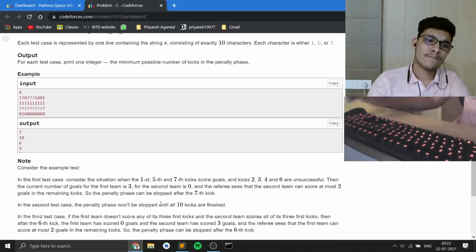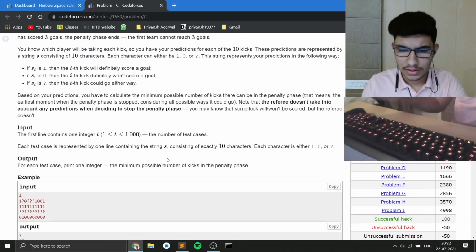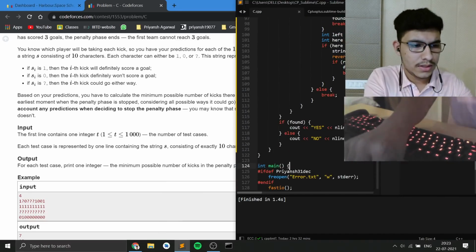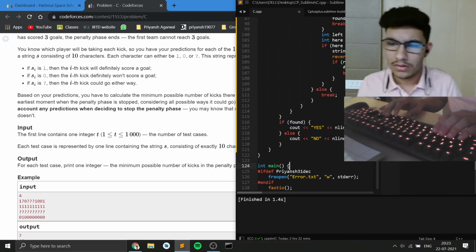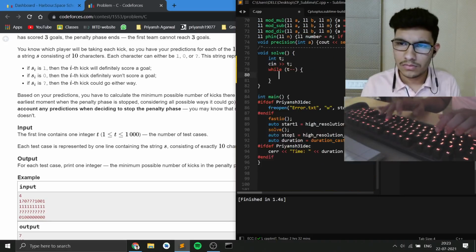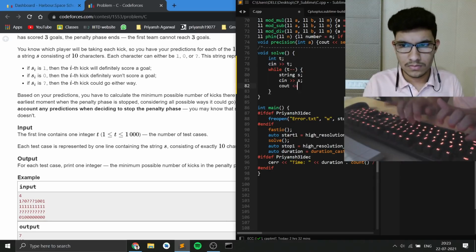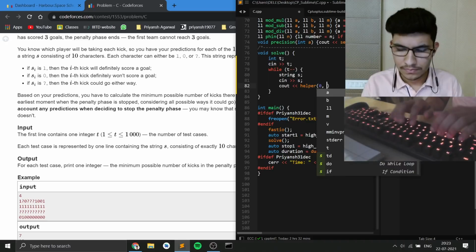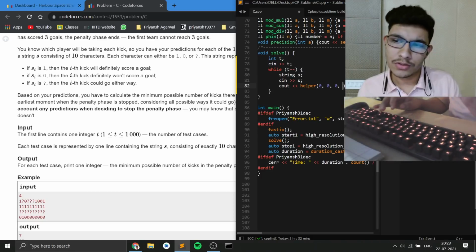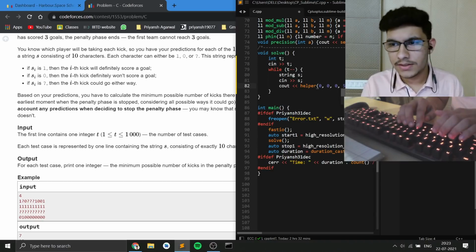Right. So can't I just run a very simple recursion here? That would be 2 to the power n, considering all possibilities. 2 to the power 10 basically. So I think I can do that. So 0 is basically the index, then the 0 is the number of goals scored by the first, the number of goals scored by the second, and then these are the kicks remaining.